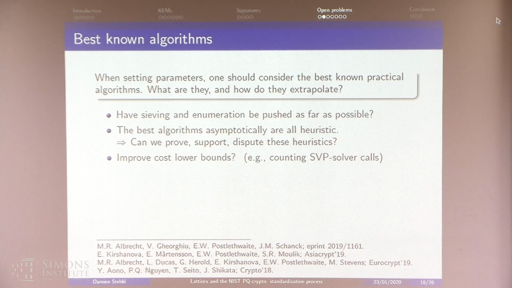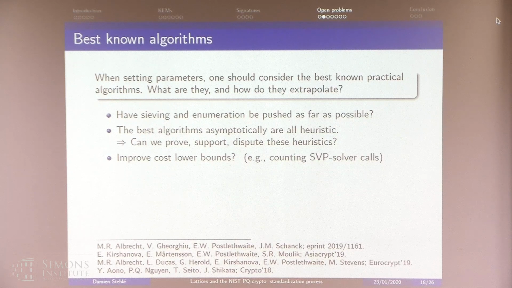Also, the best known algorithms are all heuristic. So one natural thing to do about them, to understand them and be able to reason about them, would be to prove the costs of these best known algorithms. Or there are other ways to understand algorithms. So proofs is one possible way.